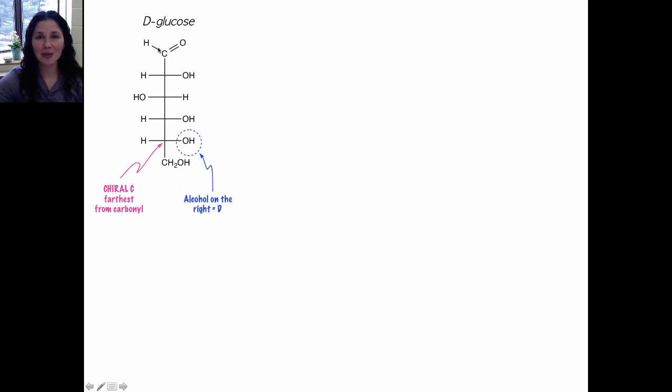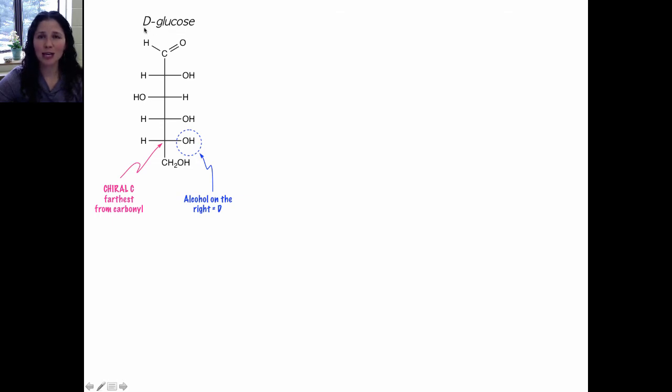Sugars are always named D or L according to the alcohol that's attached to the chiral carbon farthest away from the carbonyl functional group. In this molecule, the carbonyl functional group is here, and the farthest chiral carbon away from this is here. Please notice that this is the 5th carbon. The 6th carbon does not matter because it's not chiral. So the 5th carbon here is what we're looking at. And we're going to look at the direction of the alcohol functional group. Notice that in this molecule, the alcohol functional group is written to the right. When the alcohol is written to the right, it is a D sugar. This is why this molecule is labeled D-glucose.